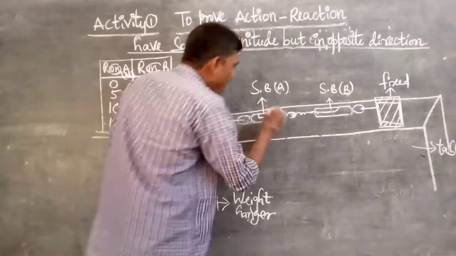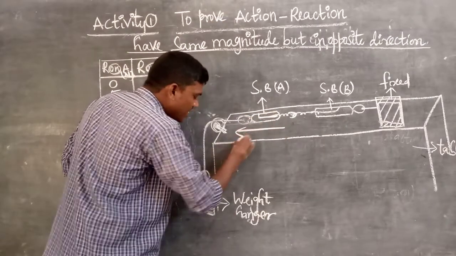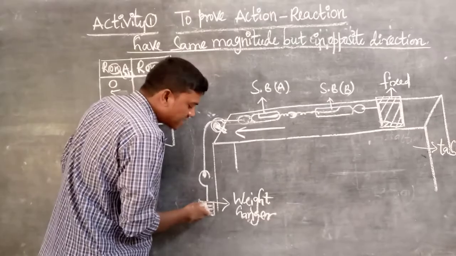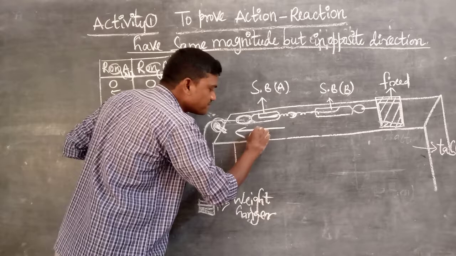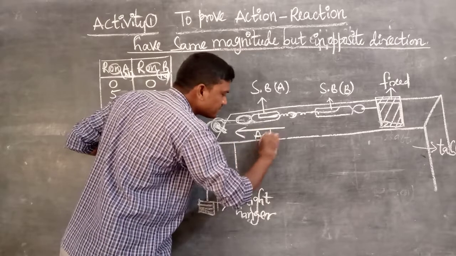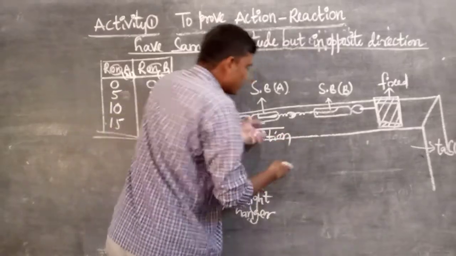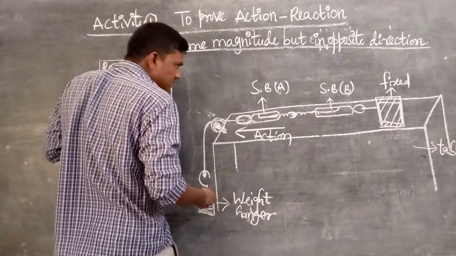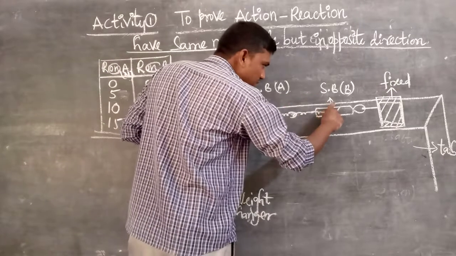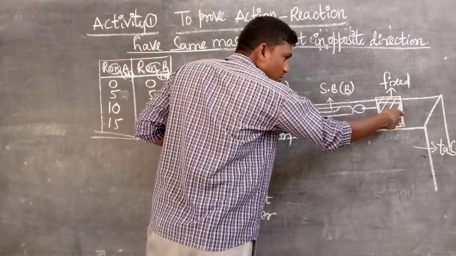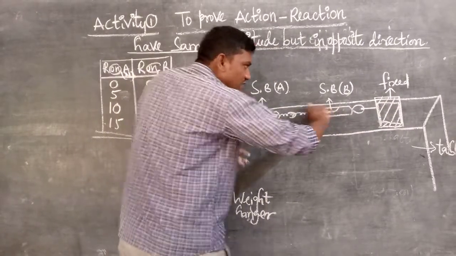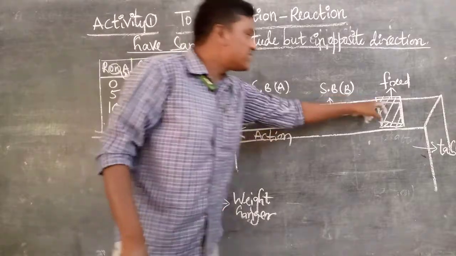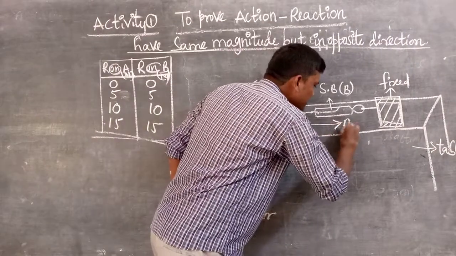So on spring balance A, the gravitational force acting on the weight hanger applies a force. That is the action. This spring balance is trying to pull in this direction, but it is connected to a fixed support. That's why it is not set into motion. It offers some opposite force. That is the reaction.